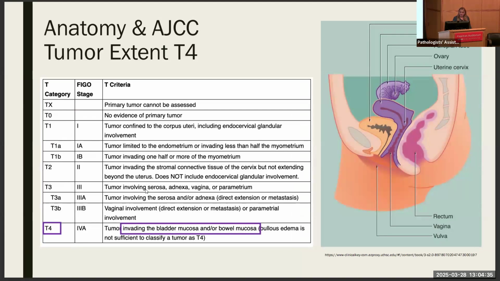Our T4 is when the tumor then invades the bladder mucosa or bowel mucosa, so those anterior or posterior adjacent structures.